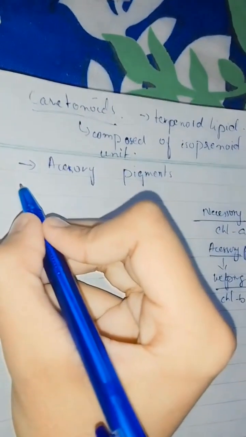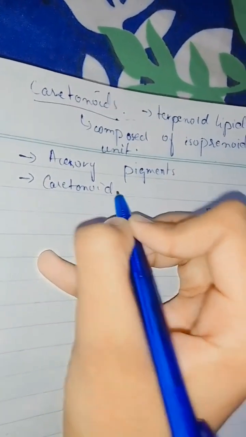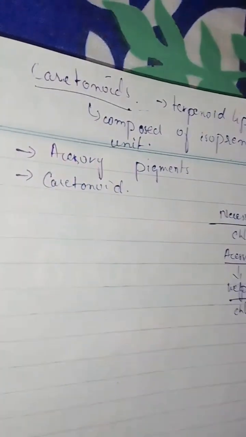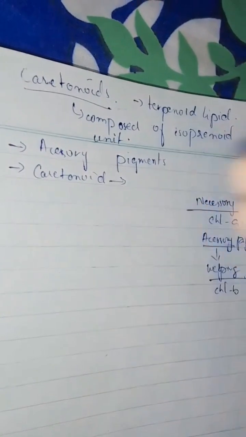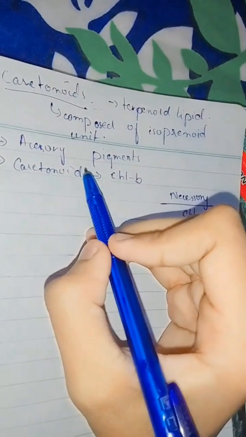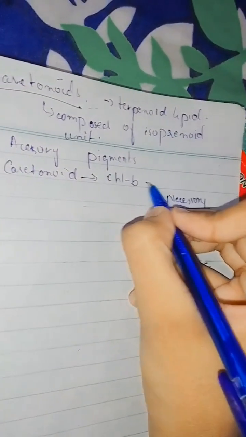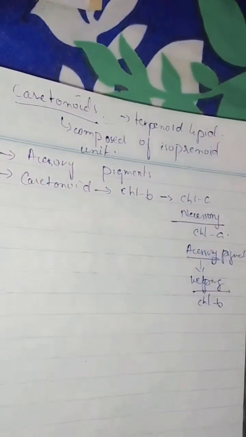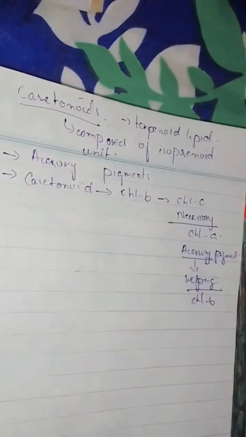that help to capture the light. When the carotenoid captures the light, it first transfers that light energy to chlorophyll B, then chlorophyll B transfers that light to chlorophyll A. Accessory pigments transfer the light to another accessory pigment, then that pigment transfers the light to the necessary pigment that will utilize that light.